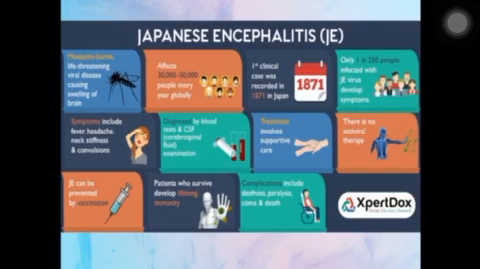Symptoms include fever, headache, neck stiffness, and convulsions. It is diagnosed by blood tests and CSF or cerebrospinal fluid examination. Treatment involves supportive care. There is no antiviral therapy. JEV can be prevented by vaccination. Patients who survive develop lifelong immunity. Complications include deafness, paralysis, coma, and death.